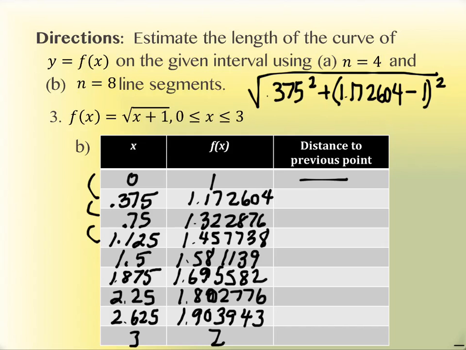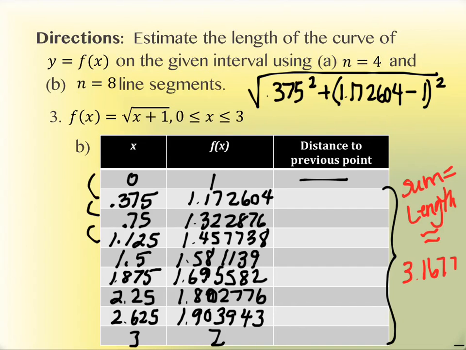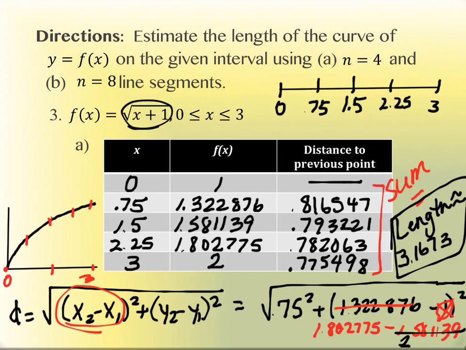After you do that, you end up with 8 values down here, and what do you do with those 8 values? You add them, and that will give you the distance, or at least an approximation of the length of the curve. I'm going to give you that sum just so you know what it is so we can compare it to the other one. That sum is approximately the length, and the value that you get is 3.1677.